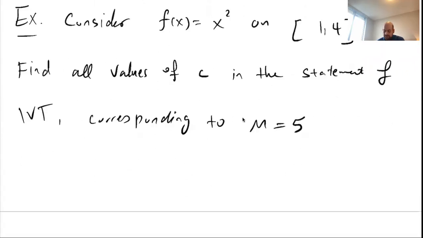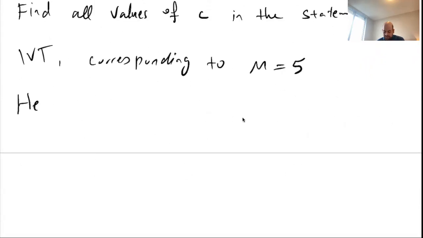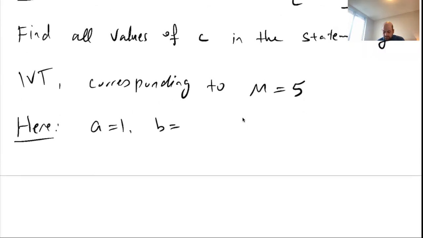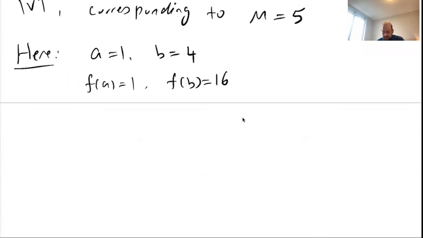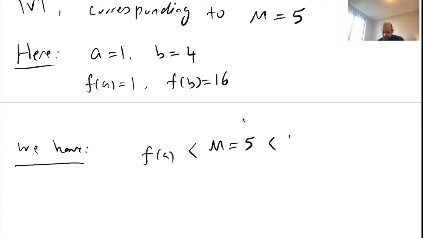So here, what are the values of A and B and f of A and f of B? Here, A is equal to 1, B is equal to 4, and then f of A is equal to 1, f of B is equal to 16. And here we have m equal to 5, which is between f of A and f of B. And f of x equals x squared is continuous everywhere.